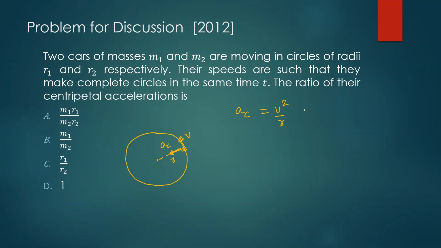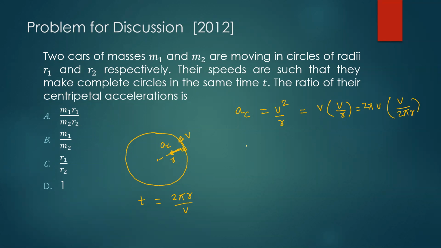Now, if I take v by r, how do I get the time taken to go around the circle once? If the car goes around the circle once, it would cover a distance of 2 pi r, and the speed is v. So that's the time taken, distance by speed. Here, if I manipulate this a bit, I just multiply by 2 pi and then divide by 2 pi.